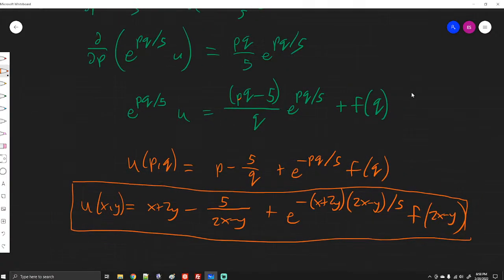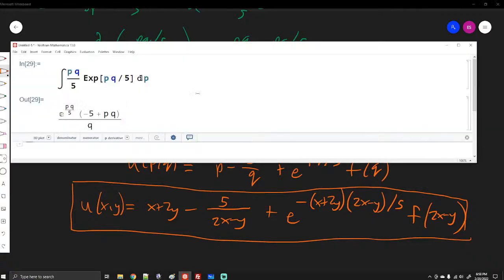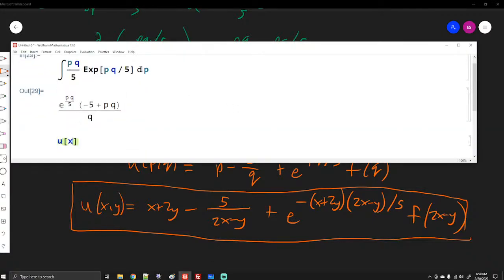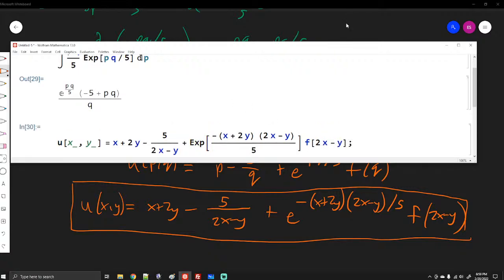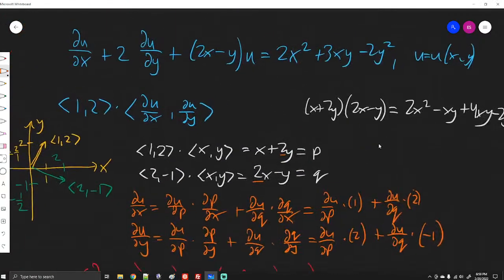So the final goal is to check that this is in fact the solution. So let me write this into Mathematica. Let's see, x plus 2y minus 5 over (2x minus y), then e to the negative (x plus 2y)(2x minus y) over 5, and then f of 2x minus y. Alright, what was the PDE again? Let's see. There it is.